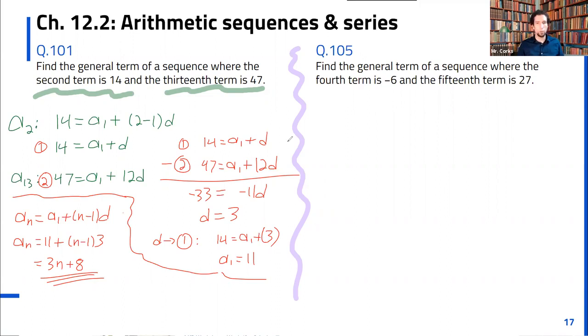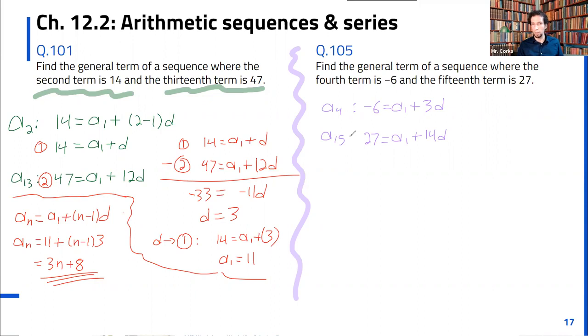Okay, let's try here. What are the two equations that we are going to have here? We have a 4th term and a 15th term. What are each of these equations? -6 equals a1 plus 3d, and 27 equals a1 plus 14d. So these are pretty simple forms here.